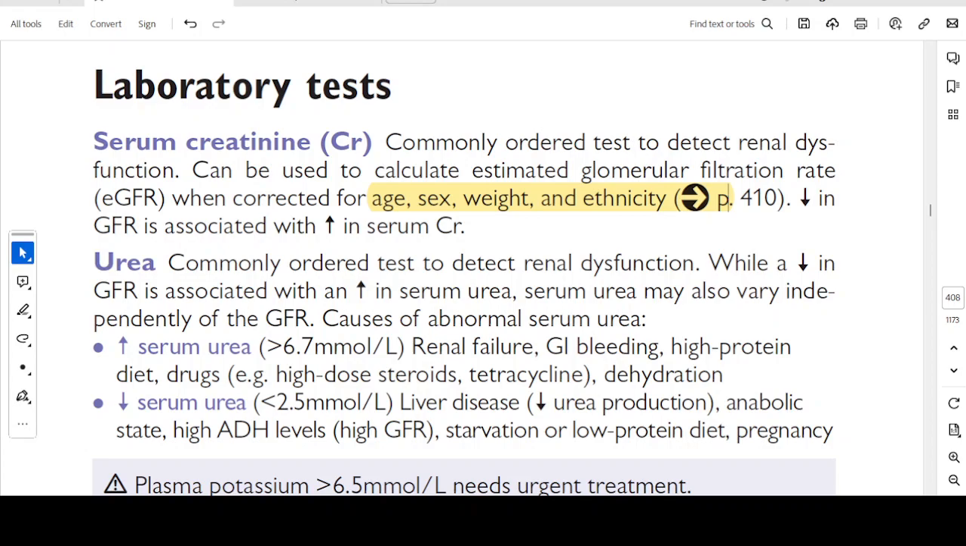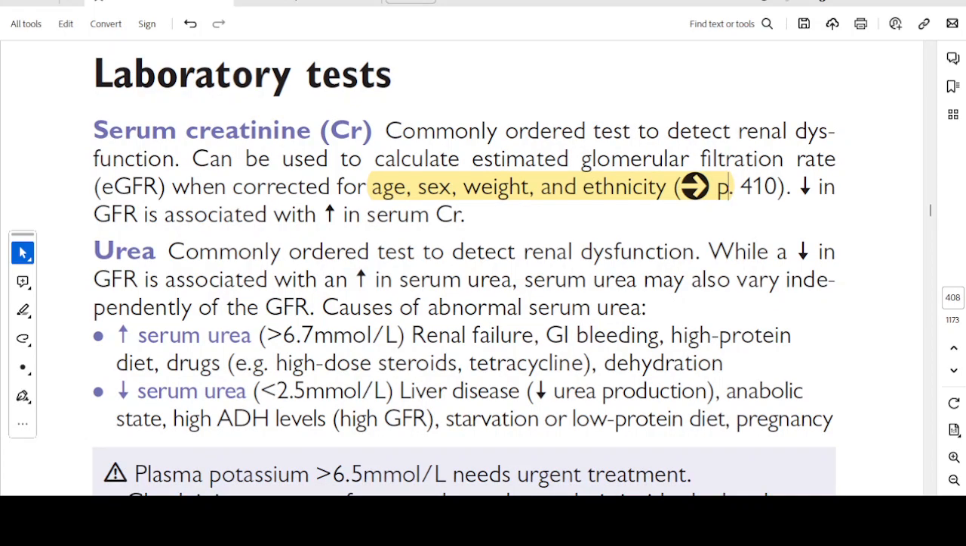While a reduction in GFR is usually associated with an increase in serum urea, urea may also vary independently of the GFR. Causes of abnormal serum urea: an increase in serum urea more than 6.7 millimoles per liter indicates renal failure, GI bleeding, high protein diet, drugs, high dose of steroids, tetracyclines, dehydration. Reduction in serum urea less than 2.5 millimoles per liter can be due to liver disease, reduction in urea production, anabolic state, high ADH levels, high GFR, starvation or low protein diet, and pregnancy.